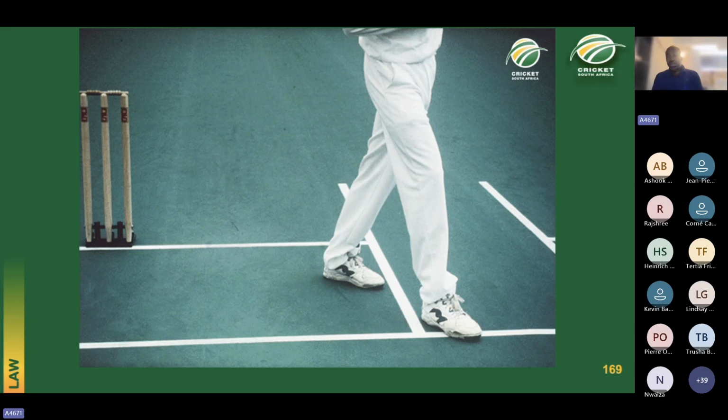It can be on the return crease. It can be inside the return crease. Doesn't matter, as long as some part of the front foot is grounded or raised behind the back edge of the popping crease, we have a fair delivery. Okay.